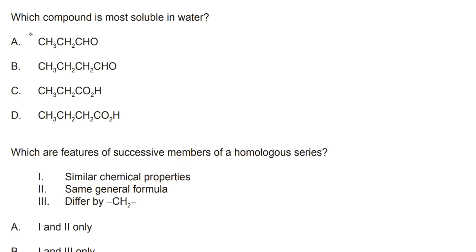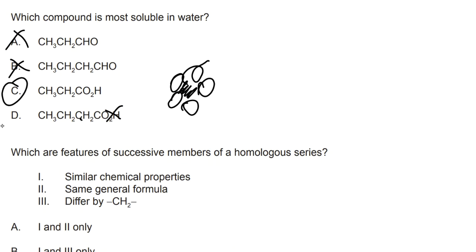Aldehydes are less polar than carboxylic acids, so it's going to be either option C or D. Now, since it's about solubility in water, I believe the longer a substance is, the bigger it is, the less soluble it is in water. Remember, for water to solvate a compound, water molecules have to surround that compound completely and cause it to dissociate. So a smaller compound is more soluble. Since this one's small, I'm going to pick C.